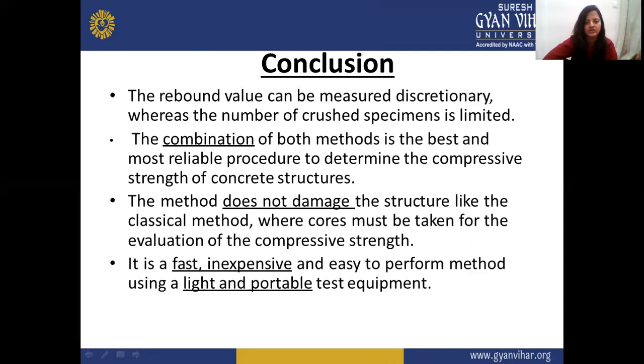The method does not damage the structure like the classical method, which is a disruptive or destructive method, where a core must be taken for the evaluation of the compressive strength. This is again a fast, inexpensive, and easy to perform method using a light portable test equipment.